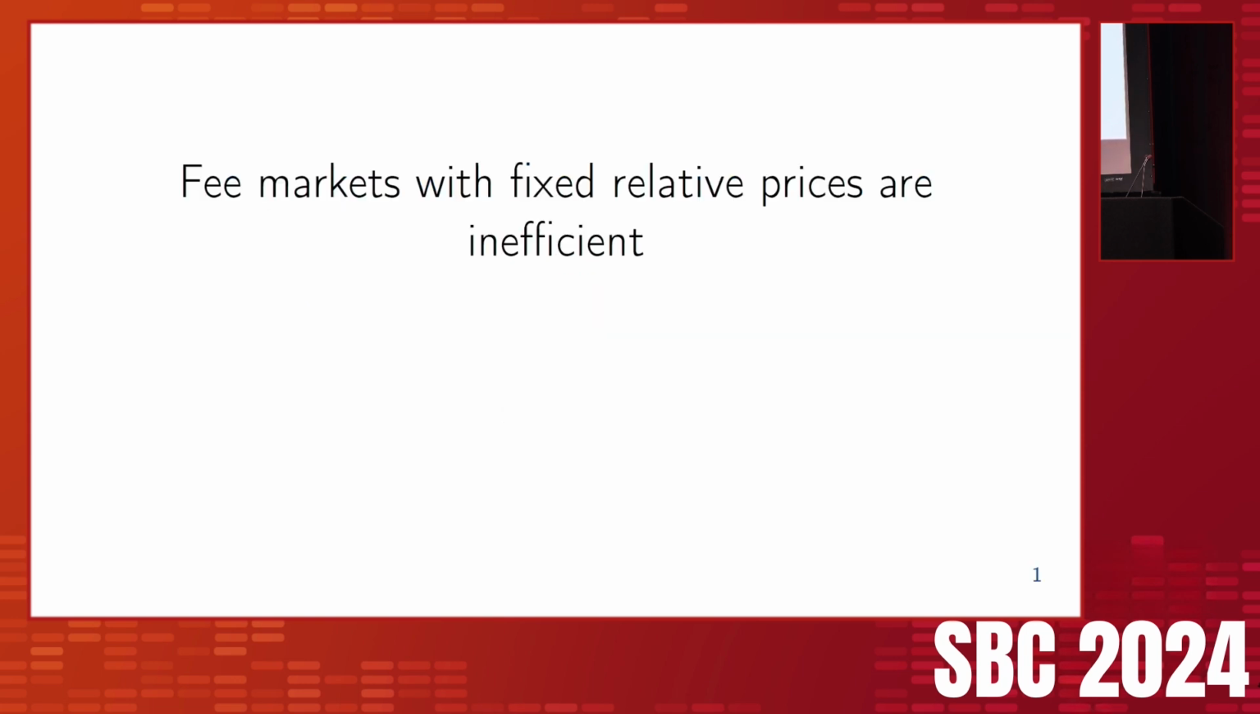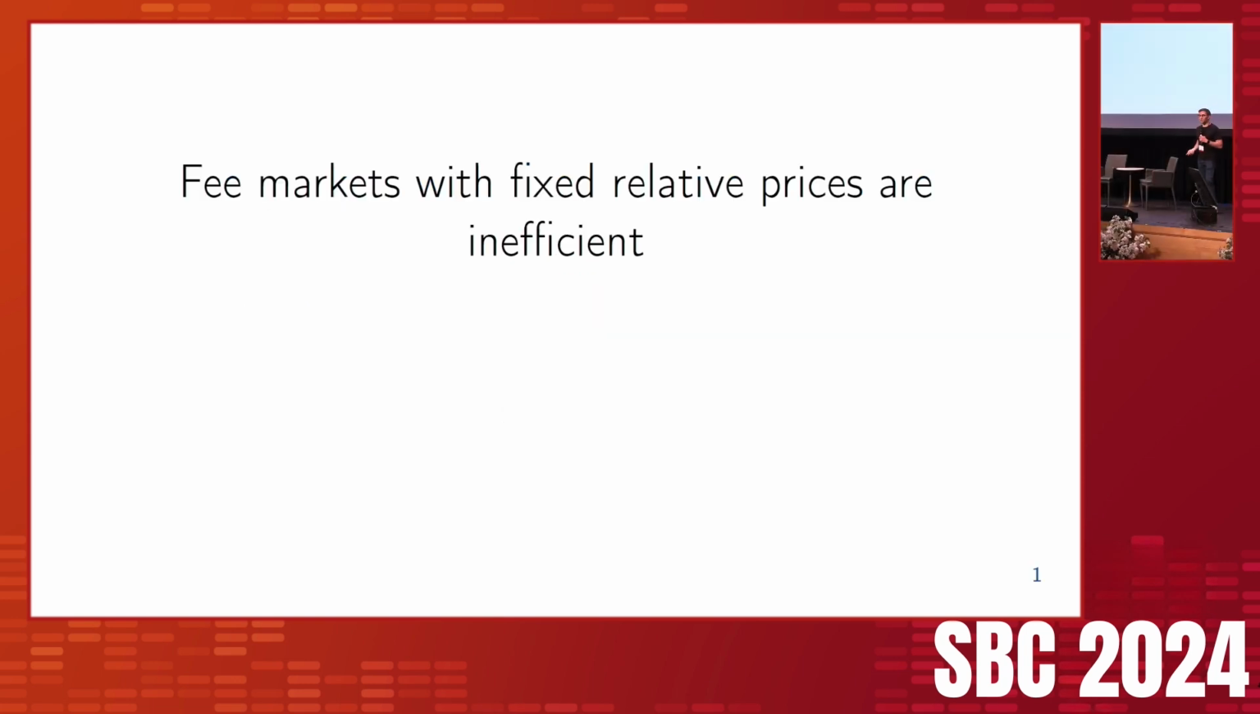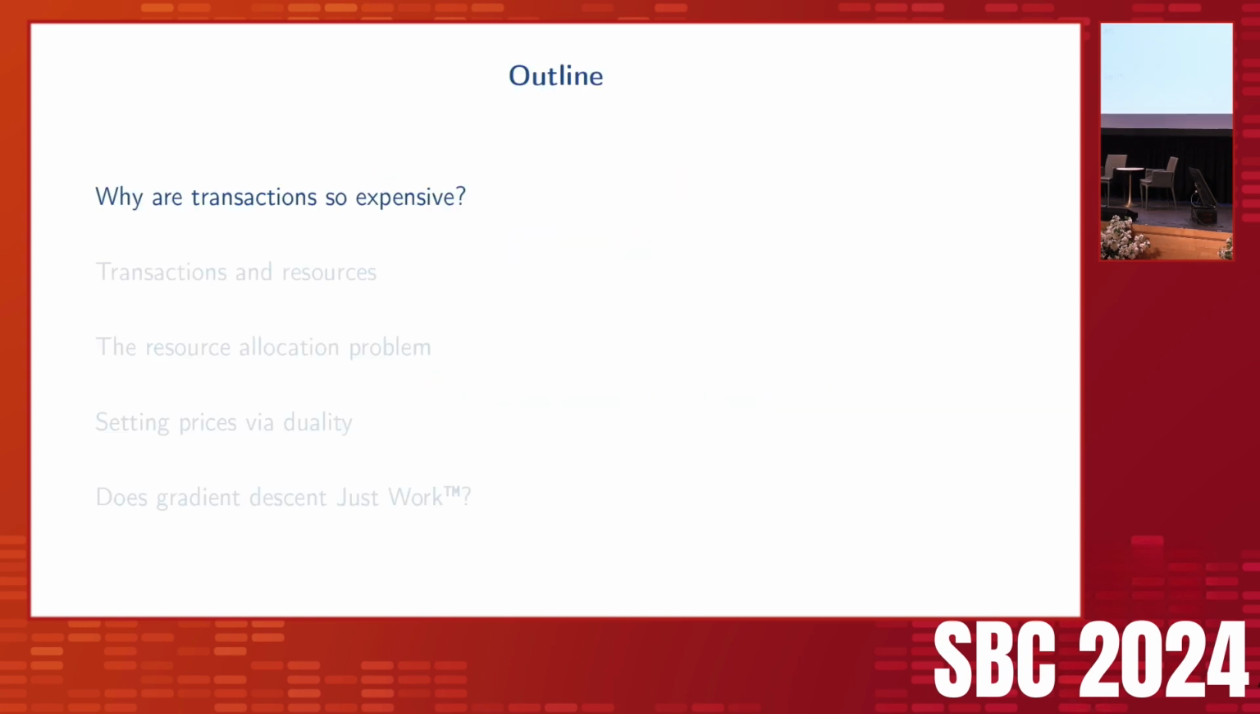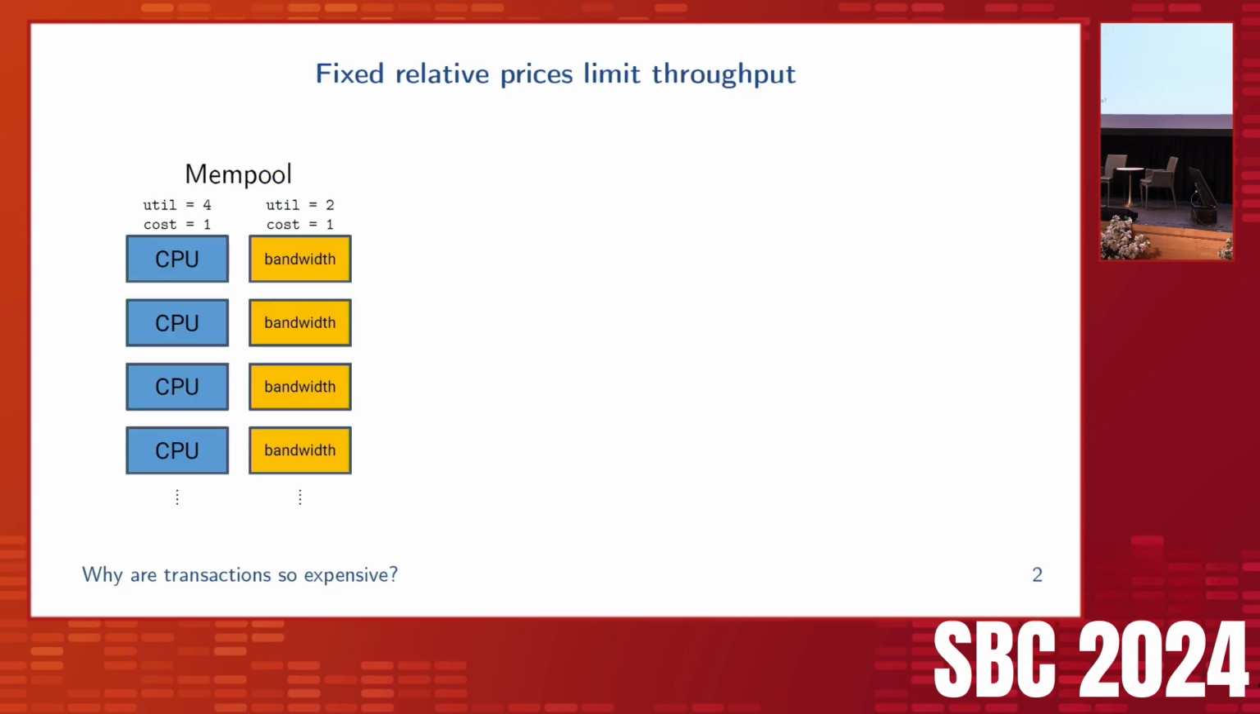So one thing that I hope to convince you of is that fee markets with fixed relative prices are inefficient. And this talk is a framework to optimally set multidimensional fees for congestion control. So let's give a very brief example of why transactions are so expensive.